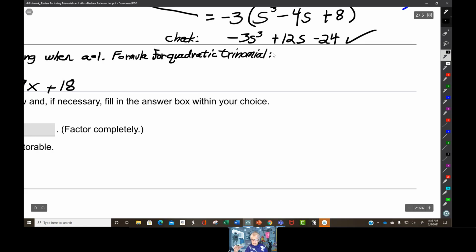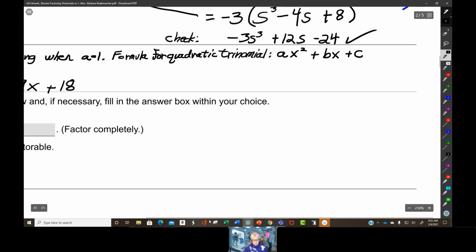Here it is. AX squared plus BX plus C. That is the universal formula for a quadratic trinomial. The highest degree term is 2. A is the number in front. It's the leading coefficient. Followed by a linear term, B is the number in front. Followed by a constant term, C is the number out here.